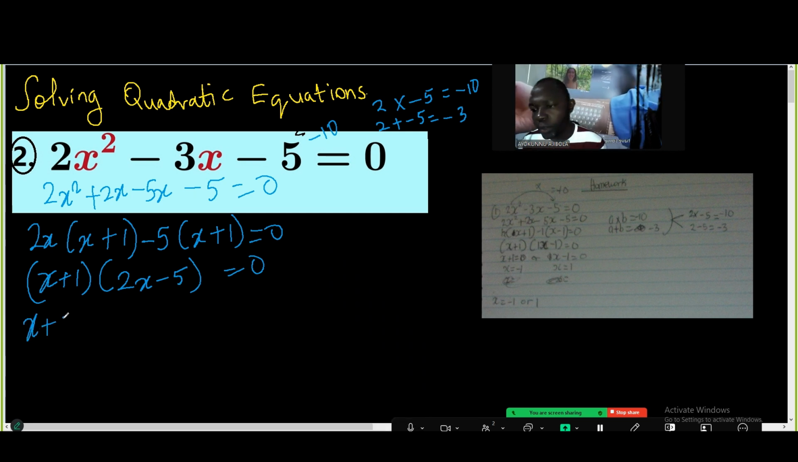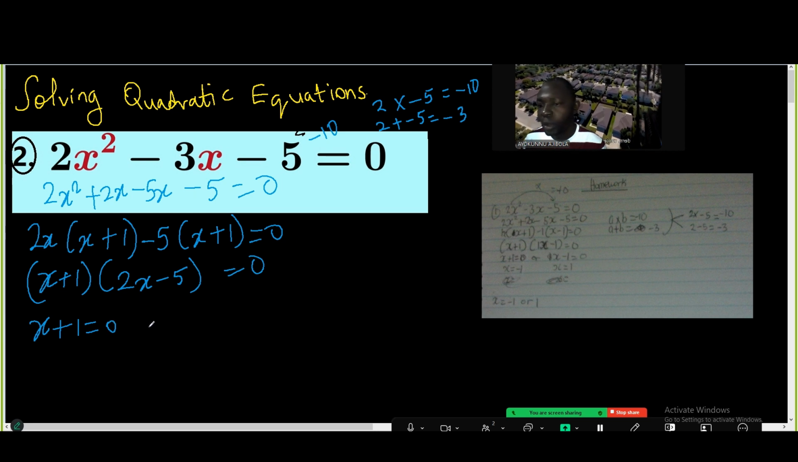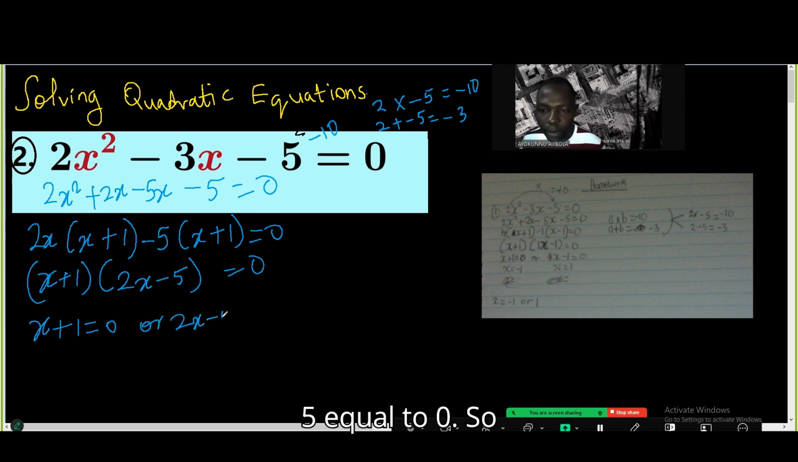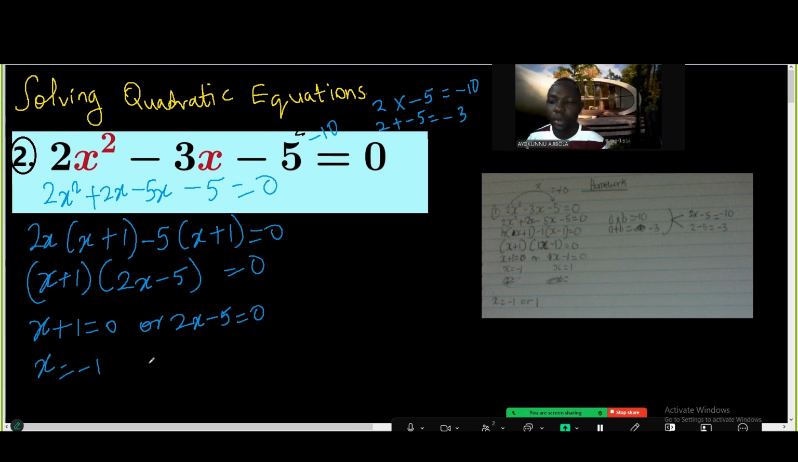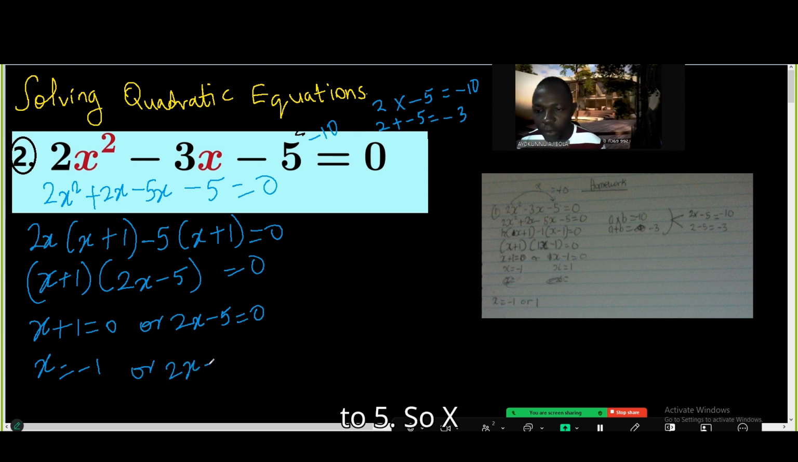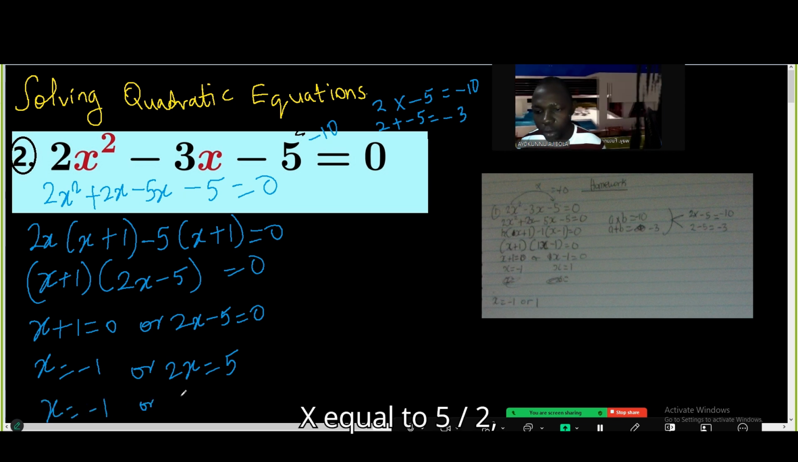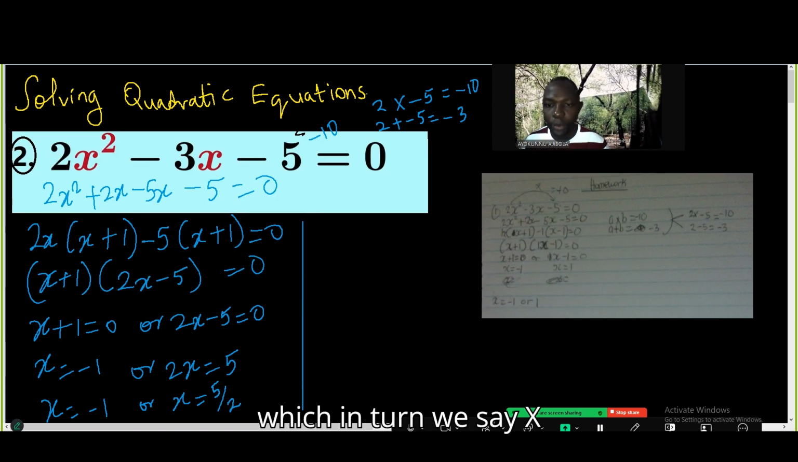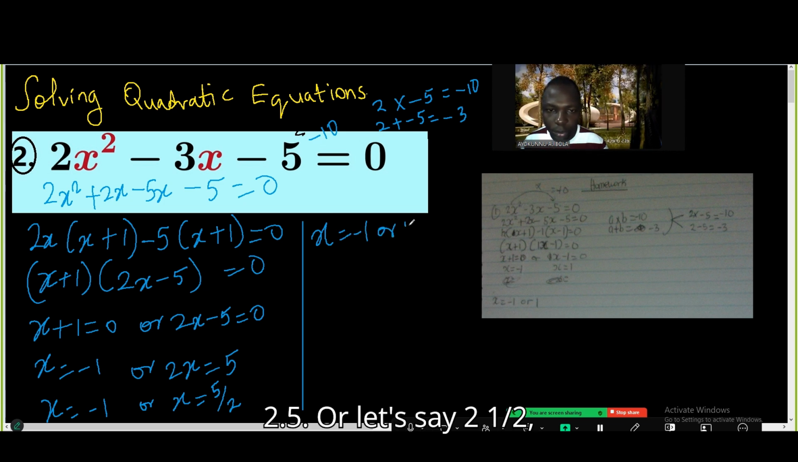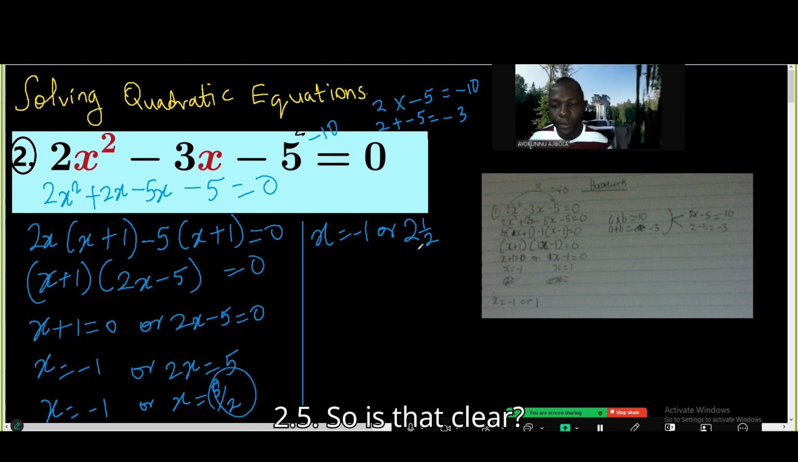So say x plus 1 equal to 0, or 2x minus 5 equal to 0. So we say x equals negative 1, or 2x equal to positive 5. So x remains negative 1 here, or x equals 5 over 2, which in turn we say x equals minus 1 or 2.5. If you divide this, you get 2.5.